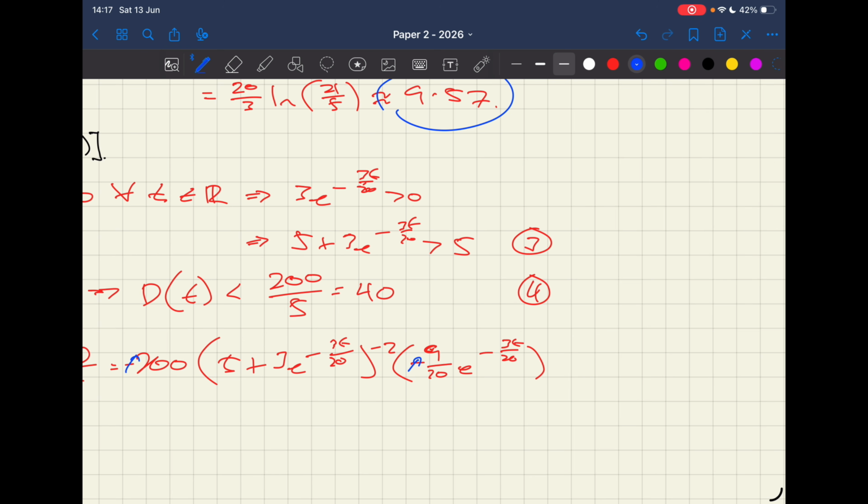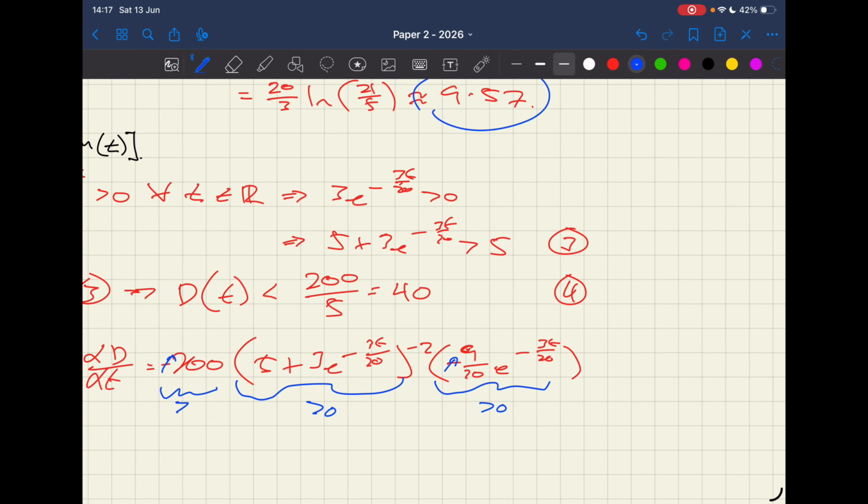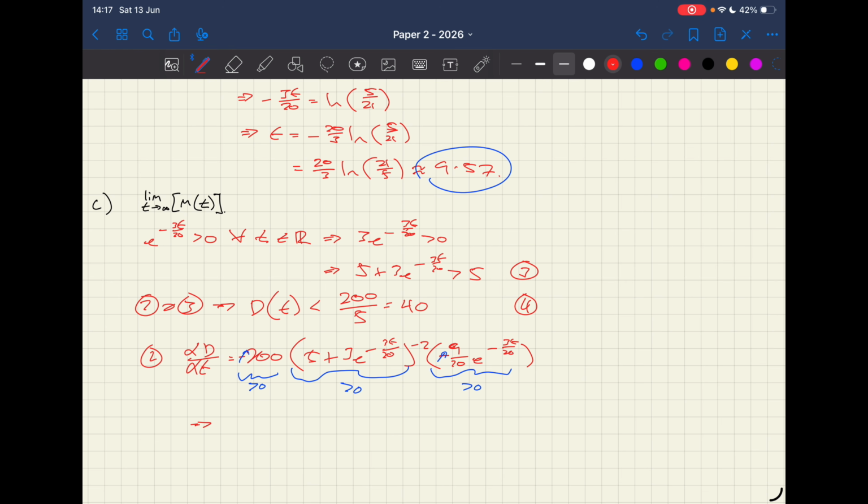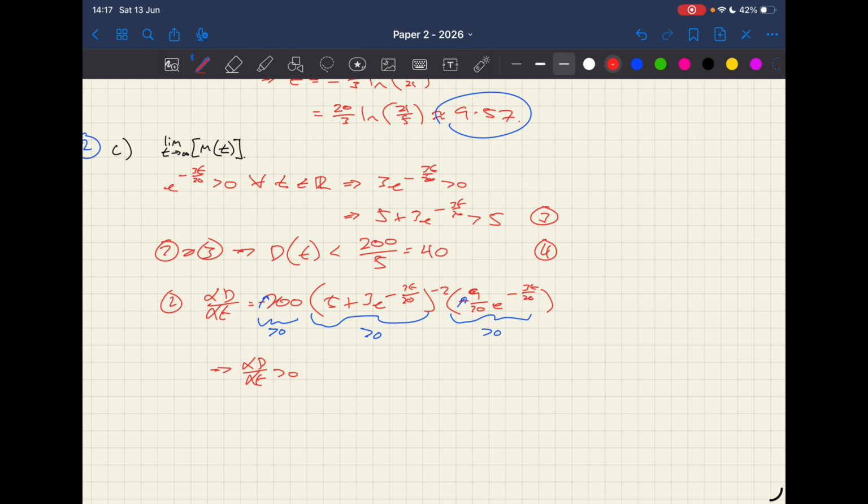And what we have then, this thing is a square, the first bit of it. So that's bigger than 0. This bit is e stuff, so that's bigger than 0. This is 200, so that's bigger than 0. So all of those facts together tell us that the derivative is always positive. So it's always an increasing function. It's always getting bigger, and it has an upper bound. So we have it's increasing. It's got an upper bound. So that tells us that the limit of that thing will be that upper bound. So the limit, as t goes to infinity, of our model is going to be 40.